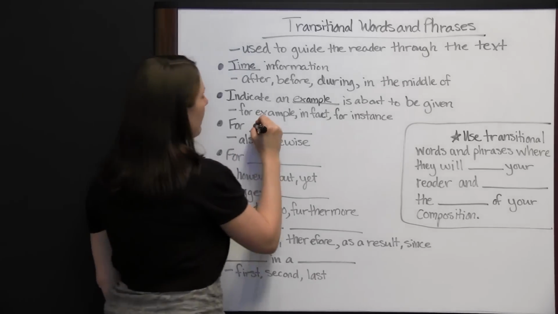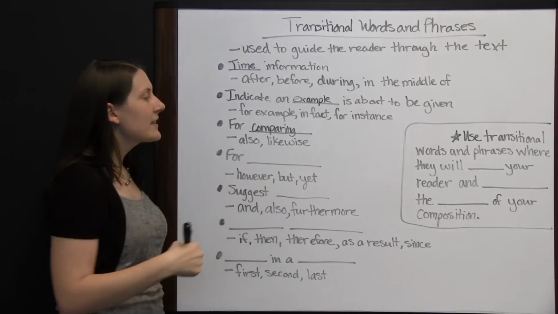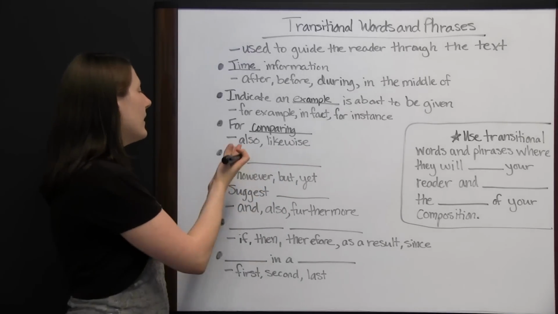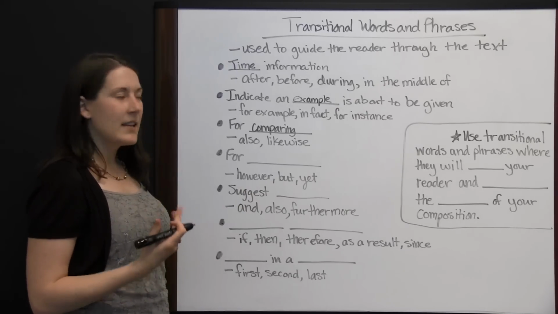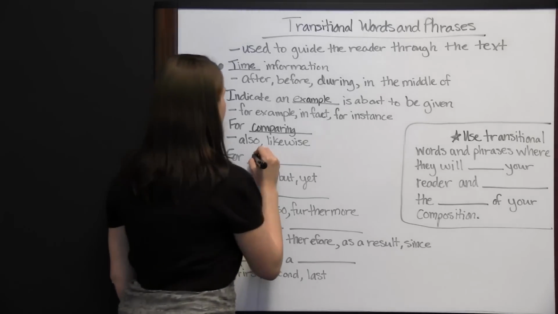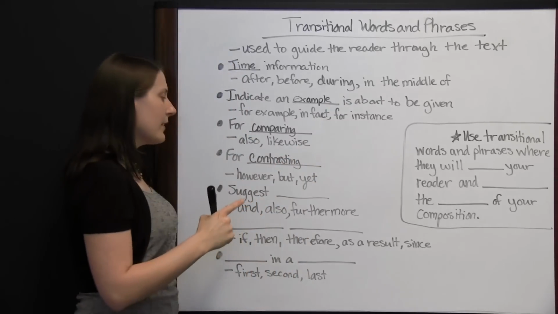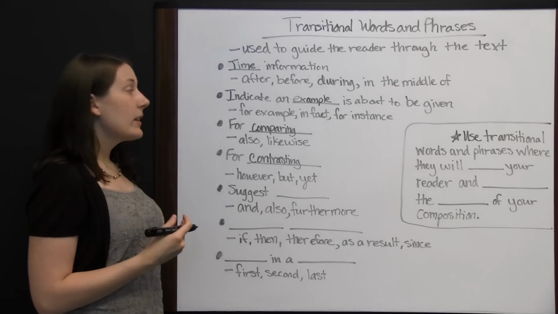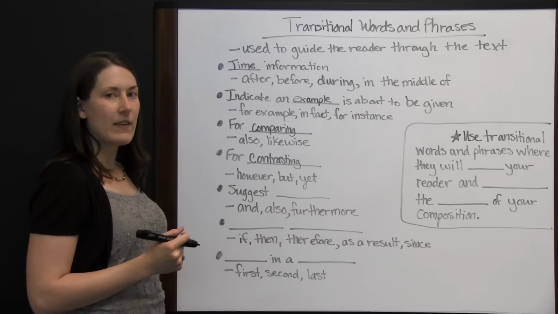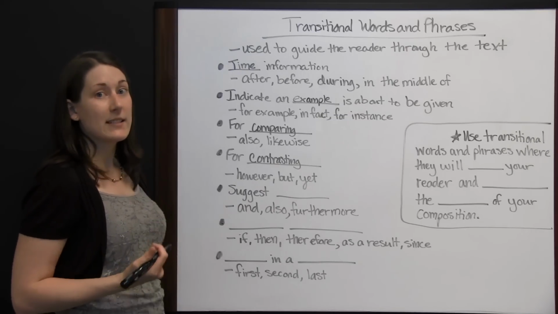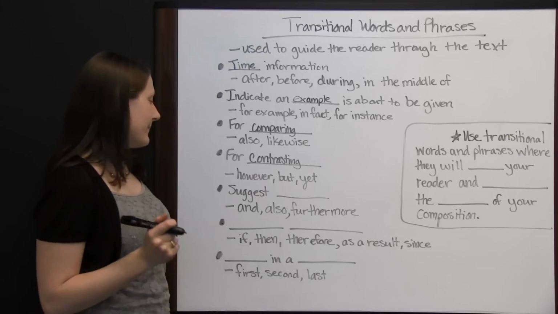Transitions can be used for comparing. Also, likewise, you're saying how two things are alike. This is also like this. Likewise, we can look at how dogs are good companions. You can also use them for contrasting, saying how two things are different. However, but, yet. You would like a dog for a pet because they are so companionable, but a cat is not going to be as affectionate. They won't make as good of a companion as a dog. So you can contrast two things using however, but, yet.